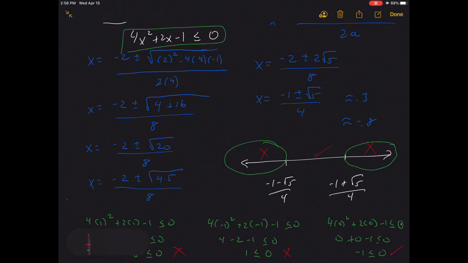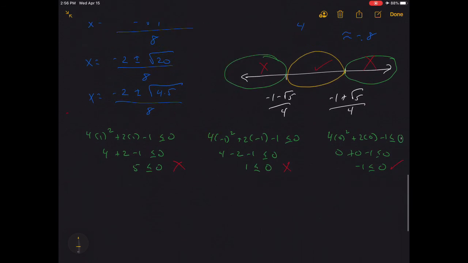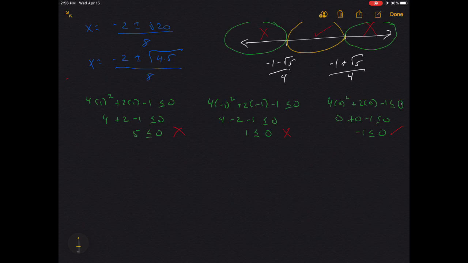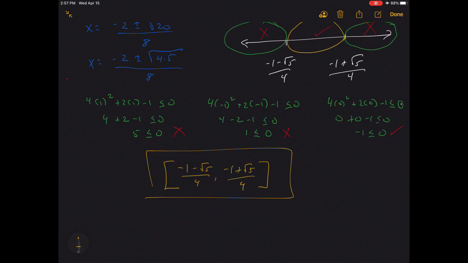So I'm only concerned with this middle yellow section right here. Oops, that's supposed to be yellow. There we go. I'm only concerned with that. That is my solution. And remember that I said we have to go back to the original. We do need to include both of our cut points, or both of our boundary points here, because of that equal sign. So my final answer to this one is everything in between those two boundary points. So my solution is negative 1 minus square root of 5 over 4 up to negative 1 plus the square root of 5 over 4, and I have to include both of my endpoints. And that is the solution to that particular problem.